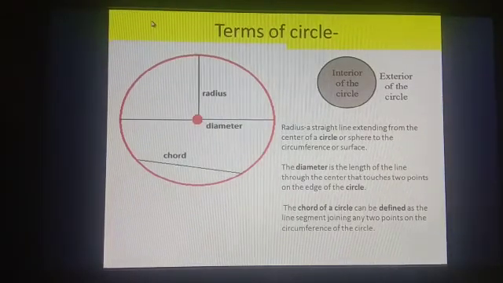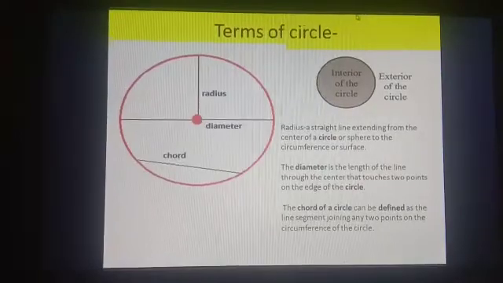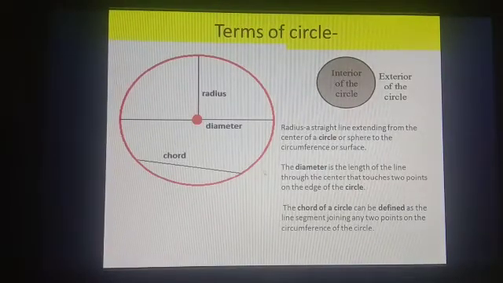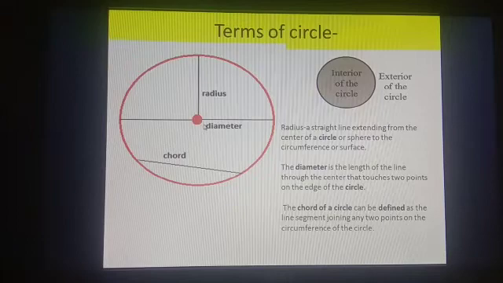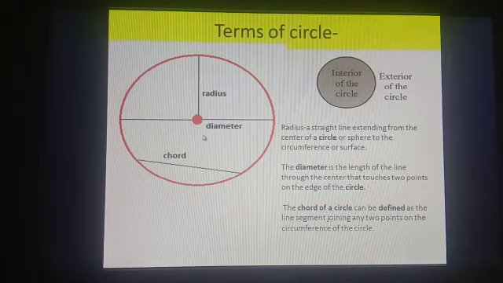Now we will discuss the terms of circles. First, you can see the red line. The red line is the circle, and the red colored point in the middle is called the center of the circle. The center of the circle is the point situated in the middle of the circle. From this center, all the points of the circle are at the same distance.